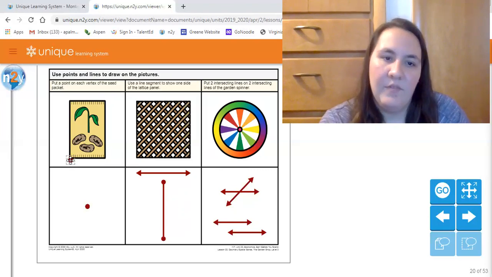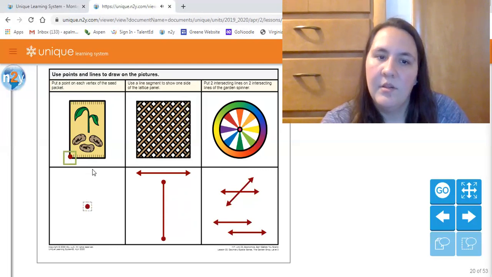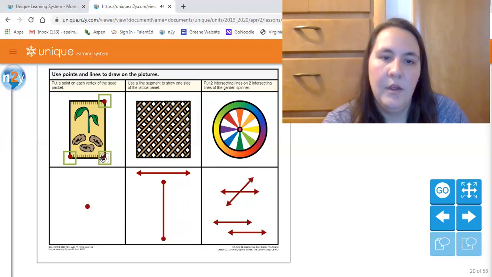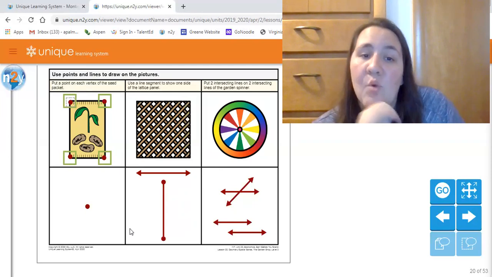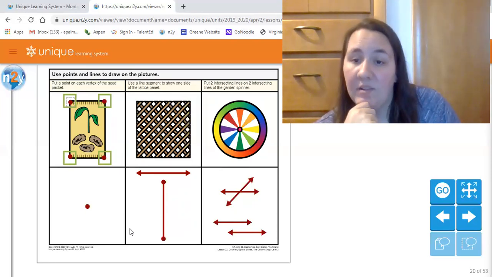Very good. I saw a finger here. Is there somewhere else? Good. I saw a finger up here. Is there somewhere else? Beautiful. I see a finger here. And one more up here. Beautiful job. Okay, so the next one says, use a line segment to show one side of the lattice panel.